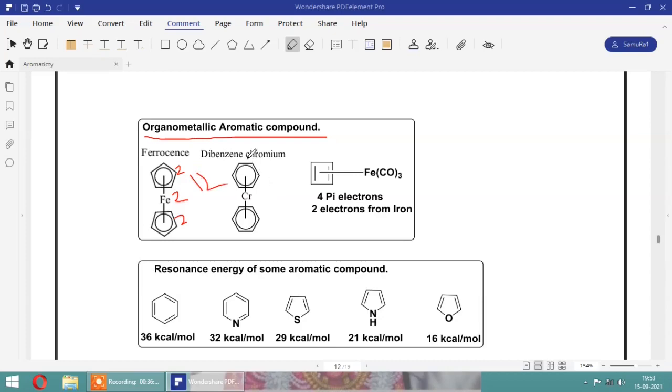Now here you see this contains 3 double bonds. Chromium gives 2 electrons. So 6 into 2 is 12, 12 plus 2 is 14. Here this is also aromatic. Here you see it contains 2 double bonds, so it is 4 pi electrons and 2 electrons from the ion, so totally 6 electrons, so it is aromatic. So in organometallic compounds, everything is aromatic, as we see.